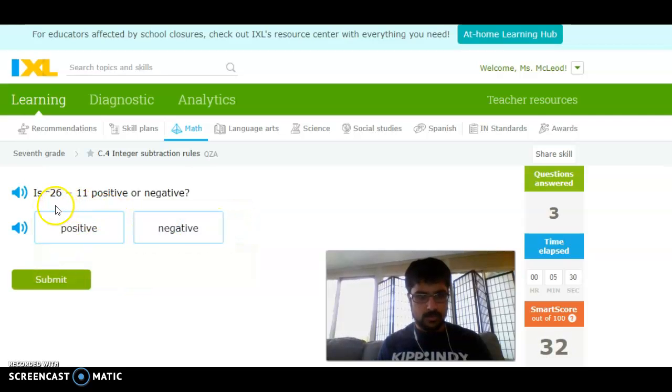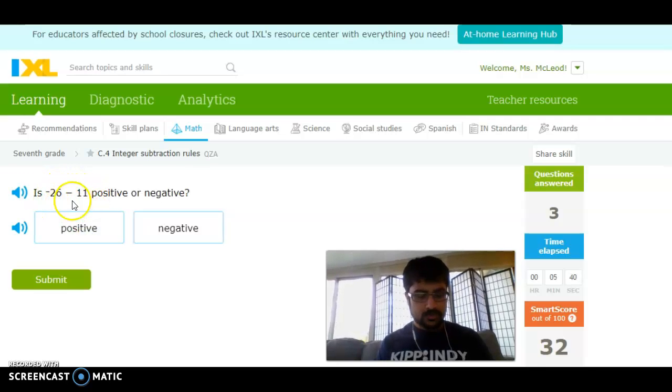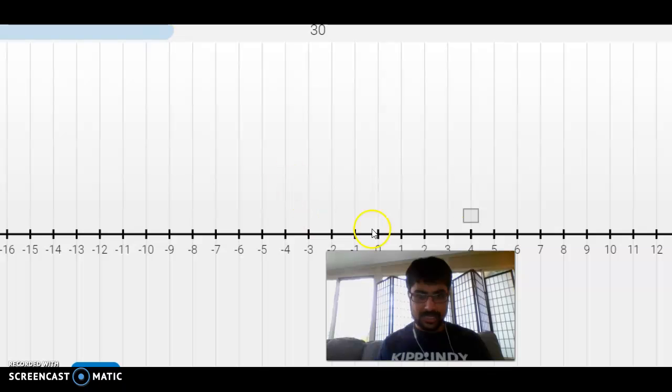Let's do 3 more. -26 minus 11. So that means that I'm starting in a negative space, and then I'm moving even more negative because I'm subtracting a positive number. Subtracting a positive number is the same as adding a negative number. And adding a negative number and subtracting a positive number both are going to move me to the left, starting at -26 and moving this way.